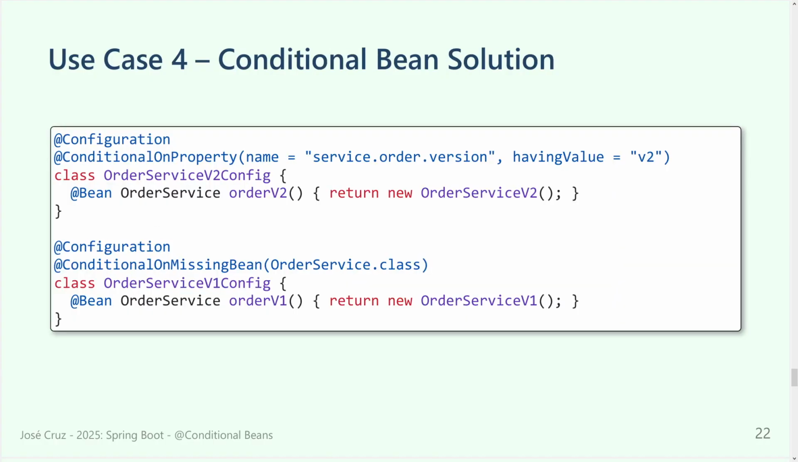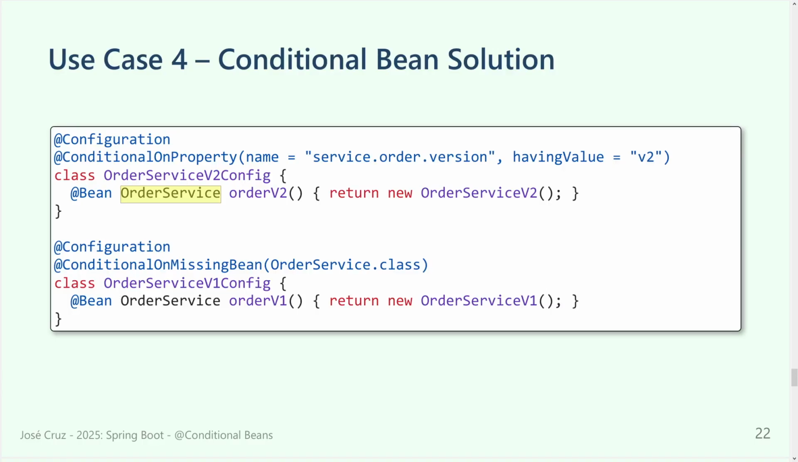So in this case, you can put something like, okay, first a condition on property. If the version 2 is already good to go, you put version 2 here on the service order version. Okay, so you have the version 2 here. This means that this order service at the top will only be instantiated with this order service v2 when this is true.